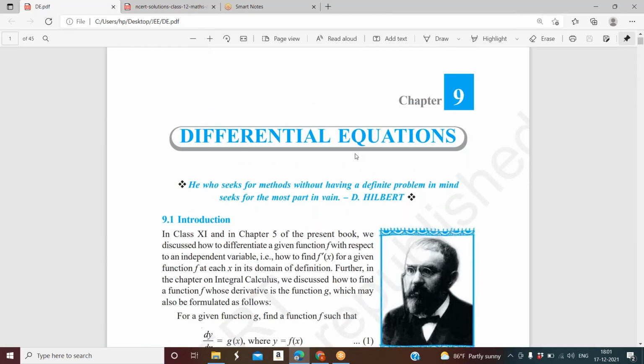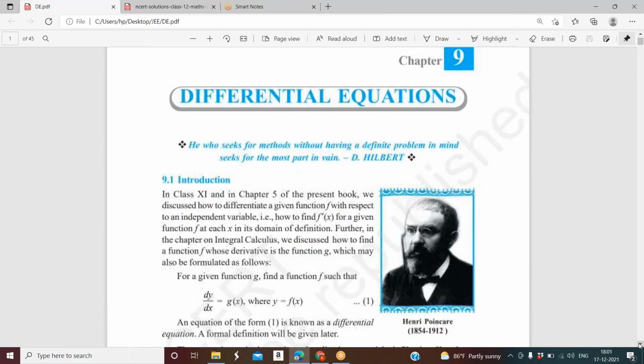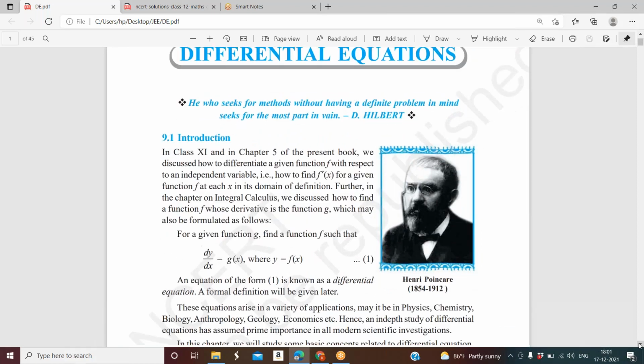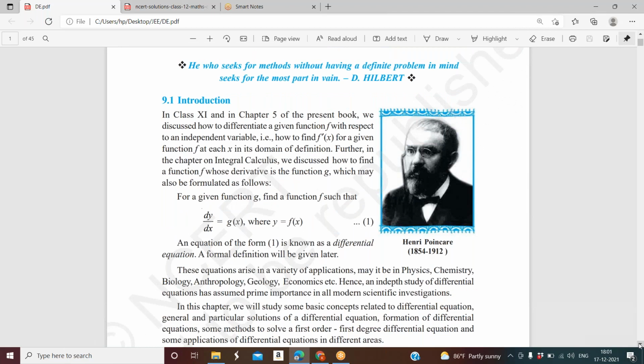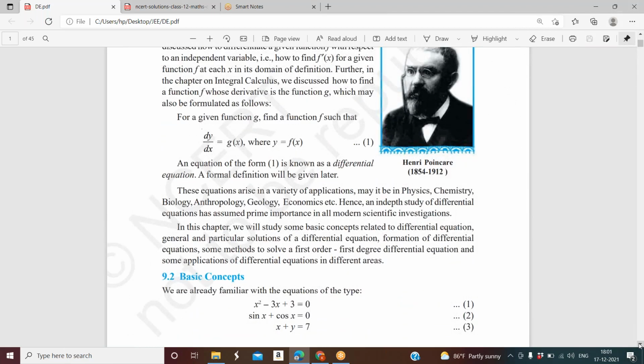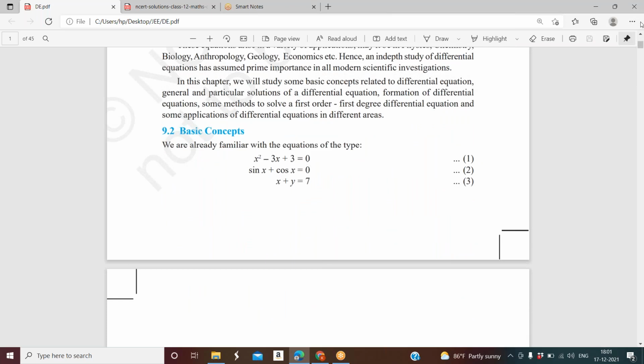Good evening. In today's class, we are going to learn differential equations. This is the next chapter. So the objective of this class is, we are going to learn about three things.